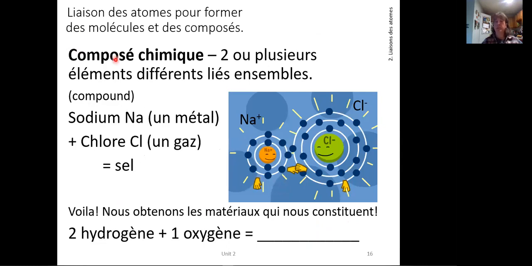Oh, and another example, a compound is 2 or more different types of elements bonded together, such as sodium and chloride. What do we get when these are bonded? We get salt. You will need to know this for your exam. And again, hydrogen and oxygen make water. So these will be easy test questions for you, right? If I ask you to write the chemical formula for salt, you will write NaCl.